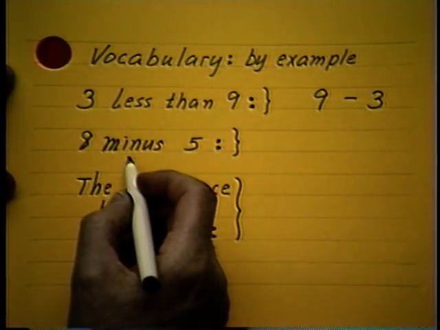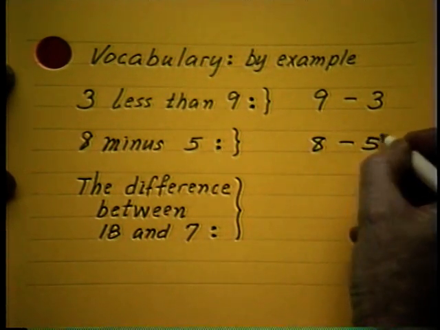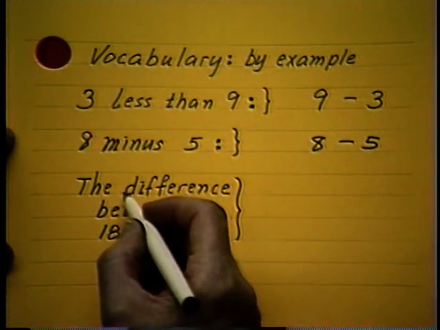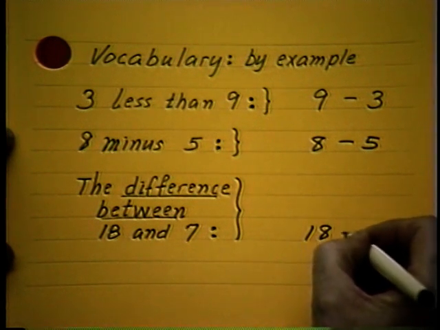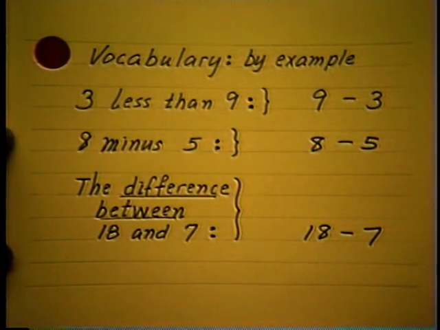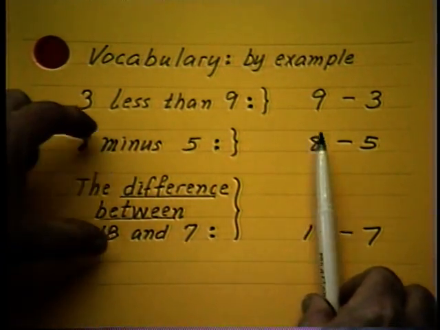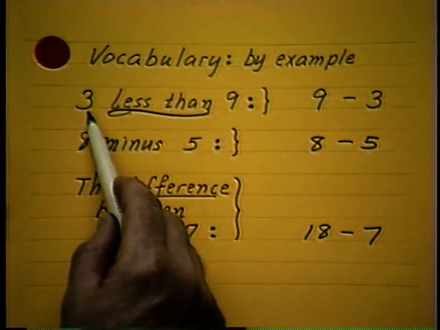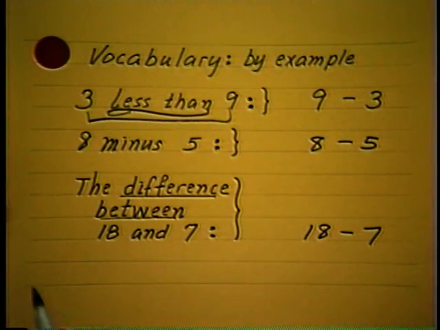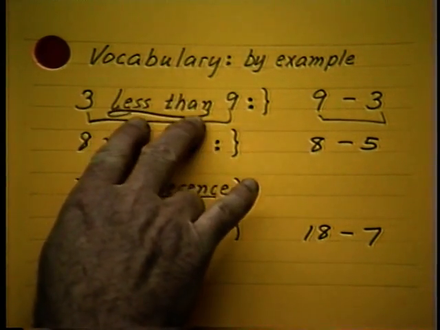Now, if we use the word minus, 8 minus 5, then in that case, we simply write it as we come to it. And if we use the phrase difference between two numbers, we write the two simply as we come to them. So minus and difference, you write the numbers exactly as they appear in the sentence. But if you use the phrase less than, then in fact the numbers as they appear in the sentence are reversed mathematically. So be very cautious on that, particularly this phrase less than.